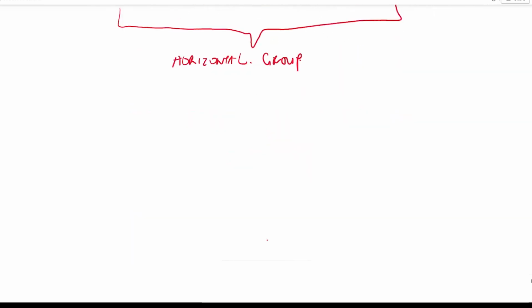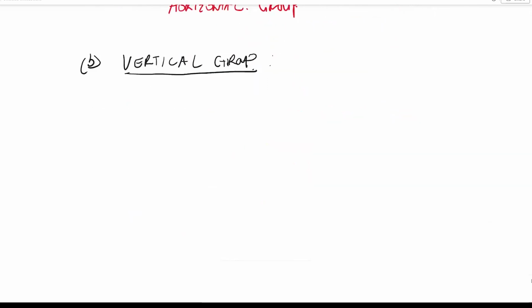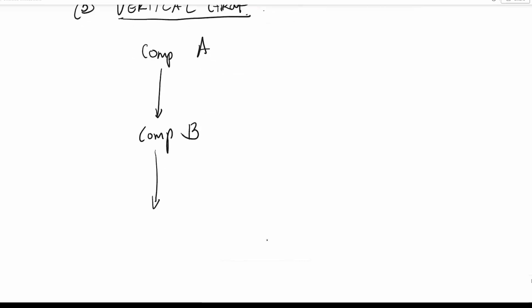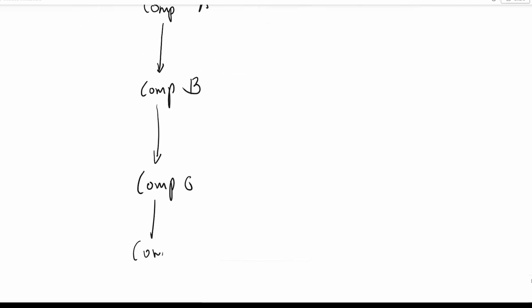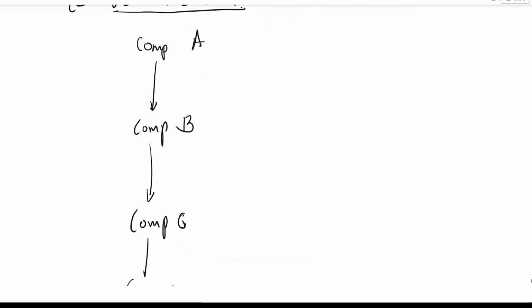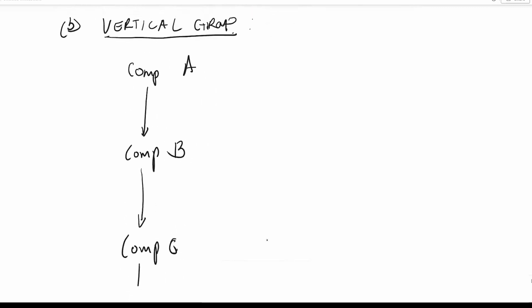The second type of complex group, we call it B. This is referred to as the vertical group. This is also a complex group. For vertical group, we're going to make an example. For example, company A purchased some shares in company B, and company B now purchases shares in company C, and company C now purchases shares in company D. That's the group here.